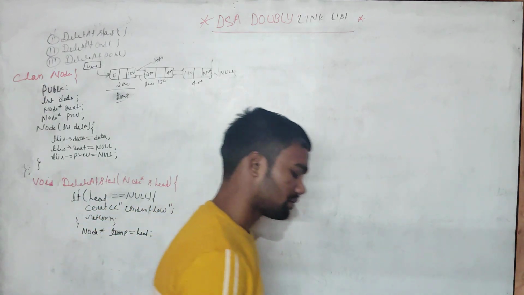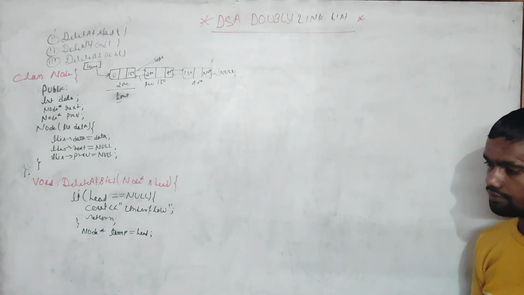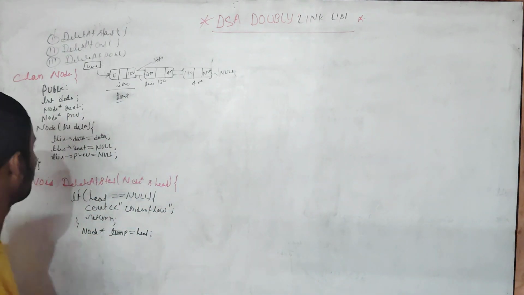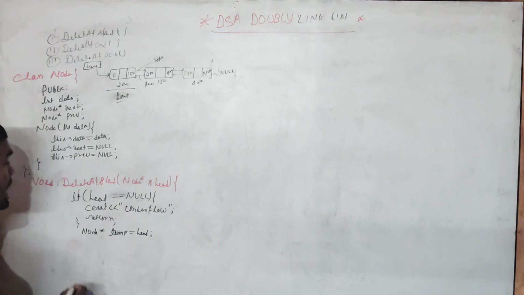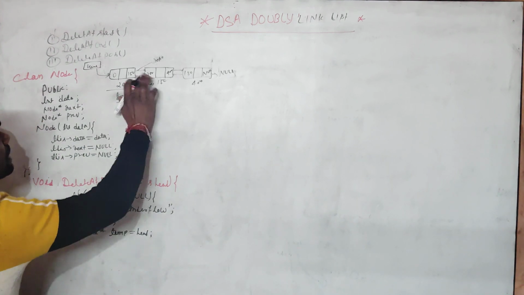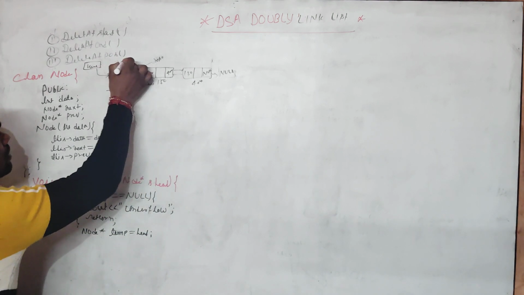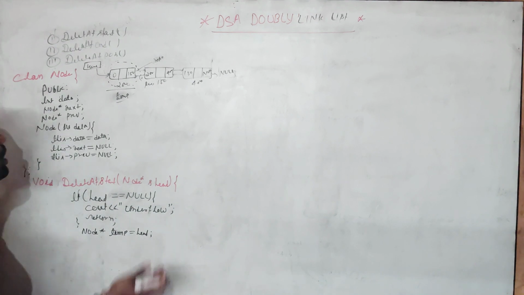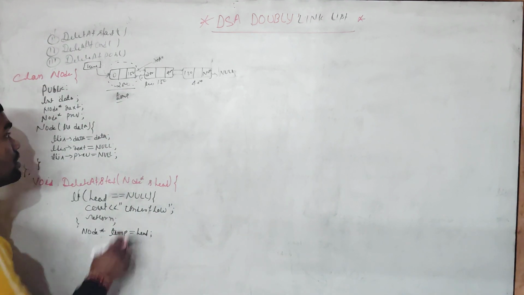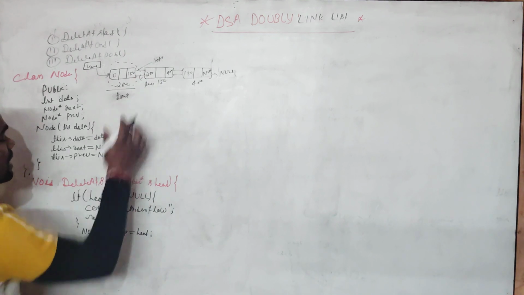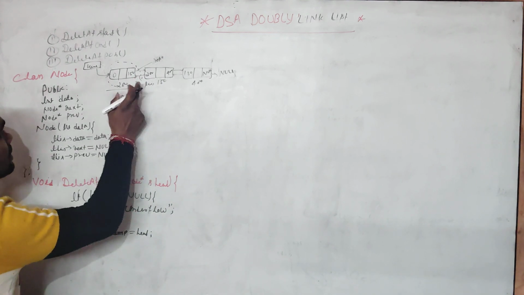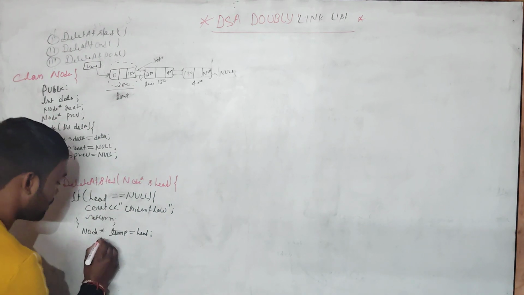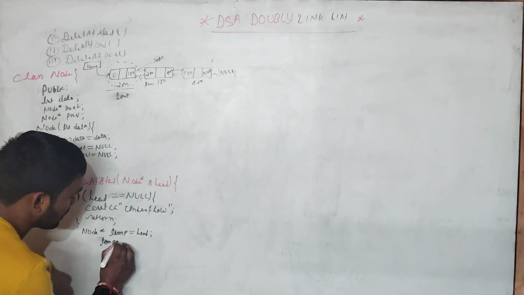Then how can I delete? Firstly, you need to see how to delete this thing. I'm just creating temp, and I'm storing temp is equal to head, because when this node is deleted, our linked list will be lost, we cannot find it. Firstly, I need to store the address of this linked list. Temp is equal to head.